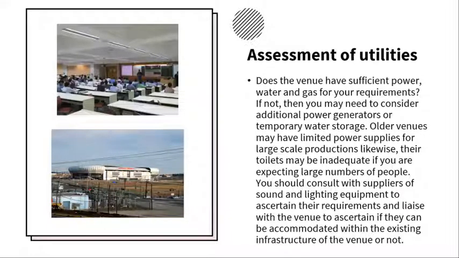Assessment of utilities. Does the venue have sufficient power, electricity connections, water and gas for your requirements? If not, then you may need to consider additional power generators or temporary water storage facilities. Older venues may have limited power supplies. For large-scale productions, the toilets may be inadequate or washrooms may not be in place.